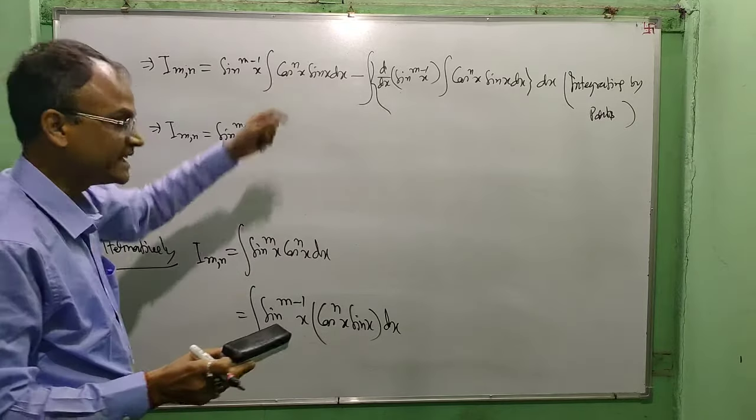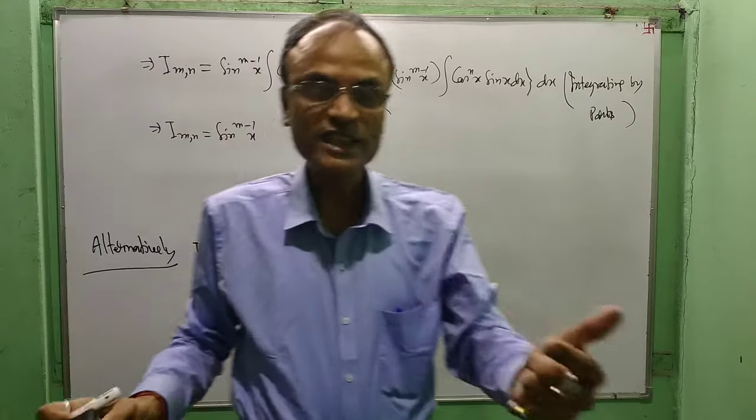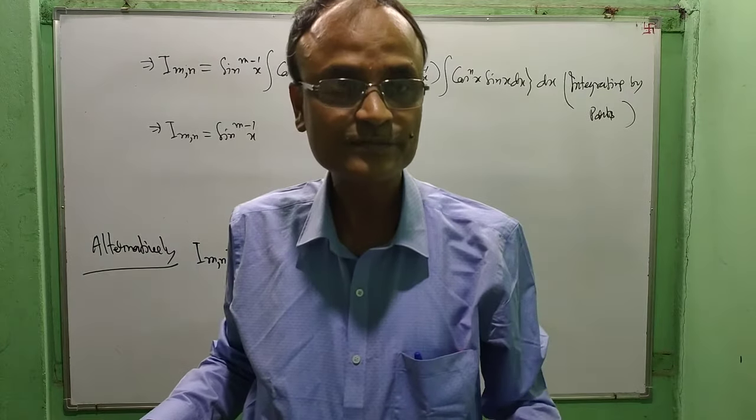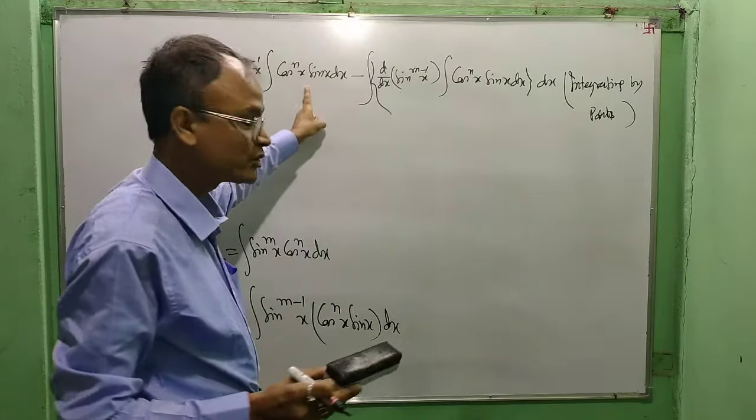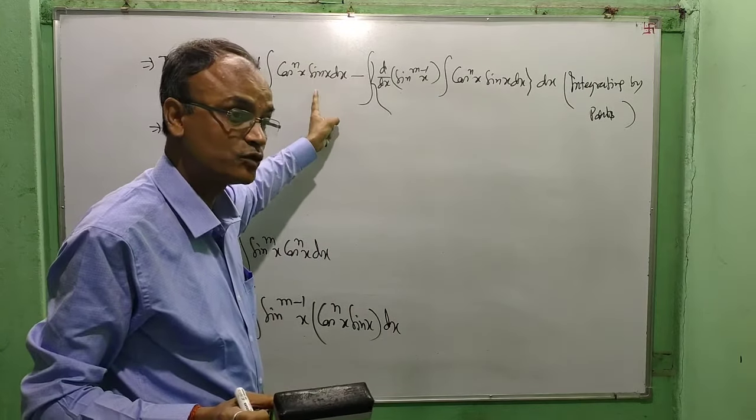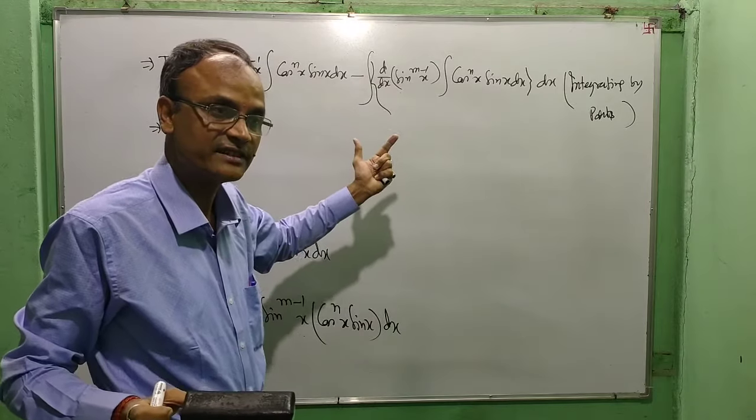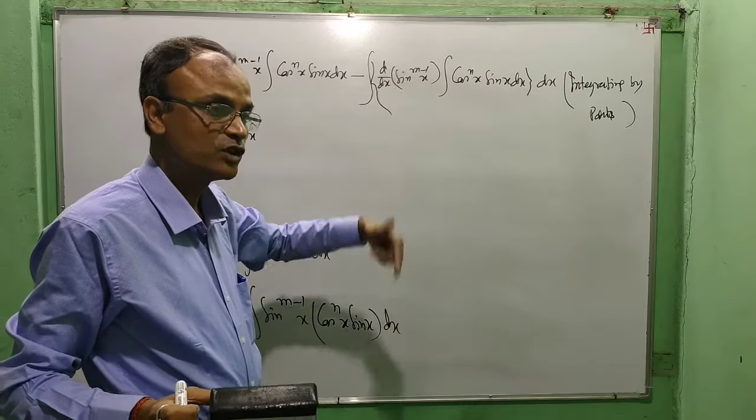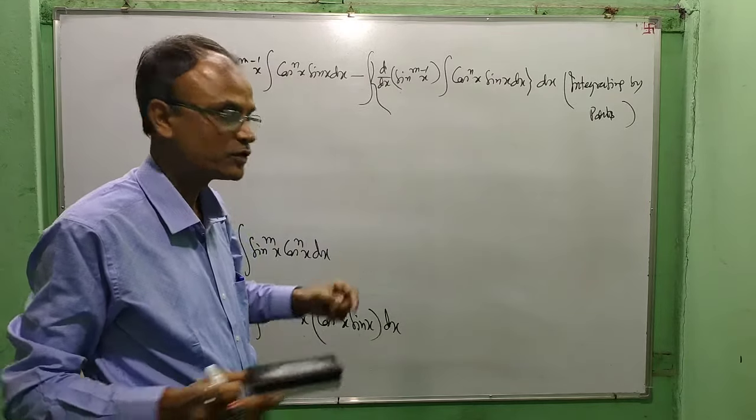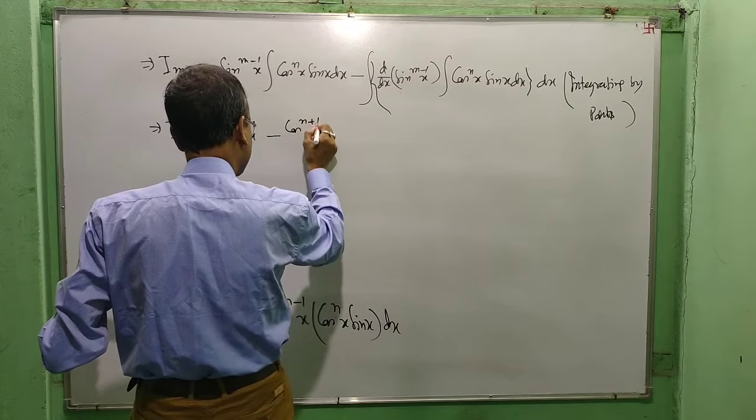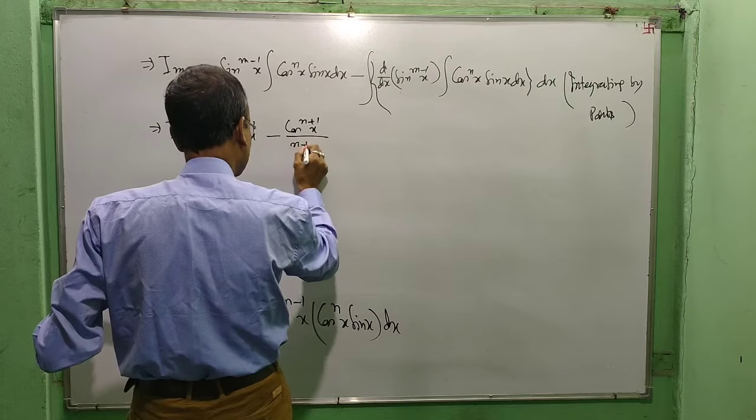What is the integration of this? If you put cos x equal to z, then sin x dx will be equal to minus dz. What will be this integration? Minus z to the power n dz, with a minus sign. Z to the power n is z to the power (n plus 1) divided by (n plus 1). This means it will be minus cos to the power (n plus 1)x divided by (n plus 1).